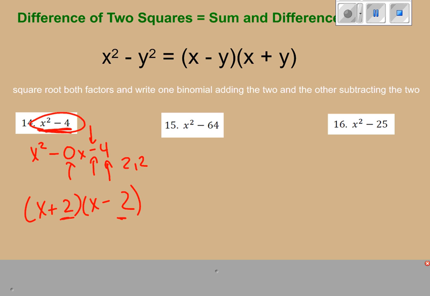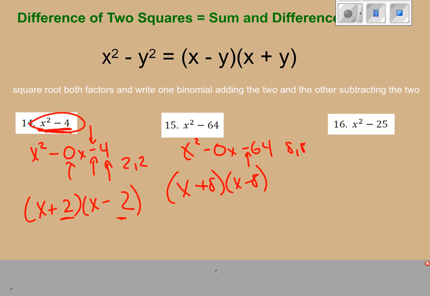Okay? So this is just going to be like x squared minus 0x minus 64. Well, what multiplies to 64 but subtracts to 0? Well, that's going to be 8 and 8. So that's just going to be x plus 8, x minus 8.